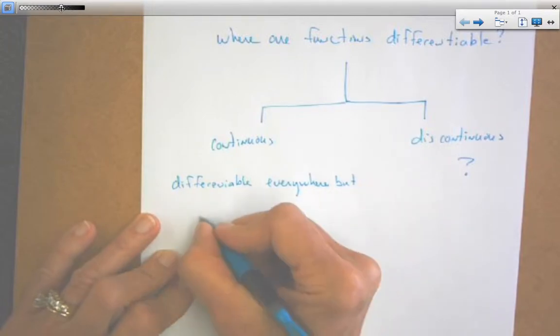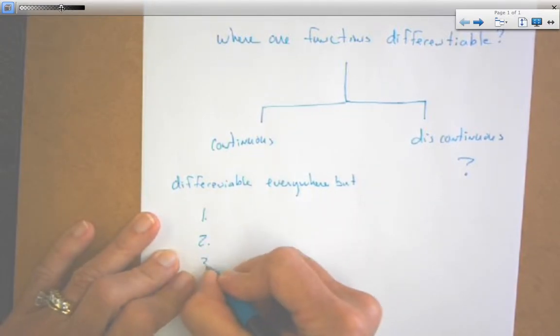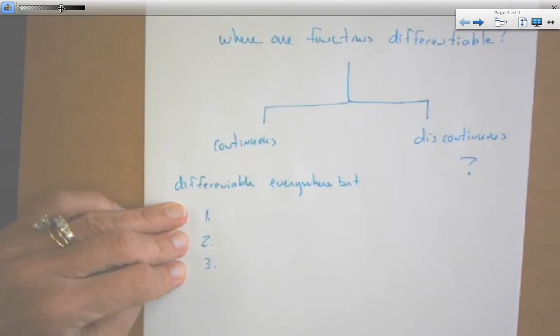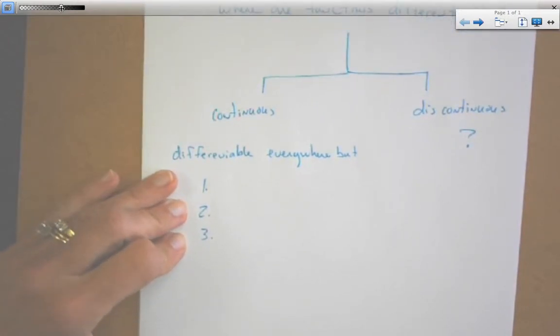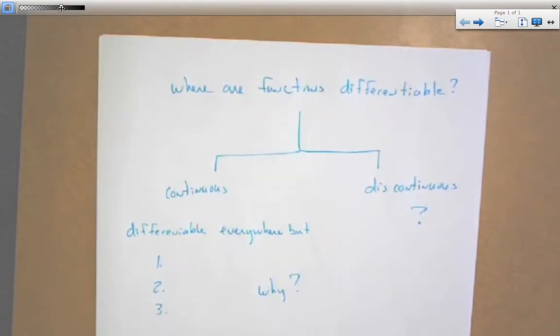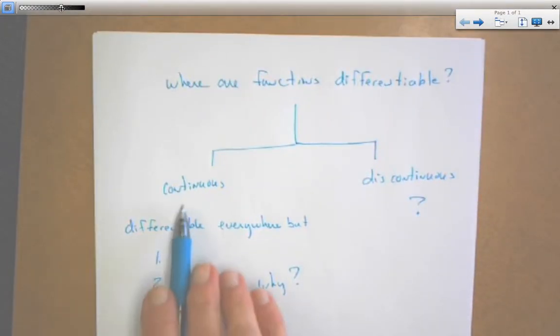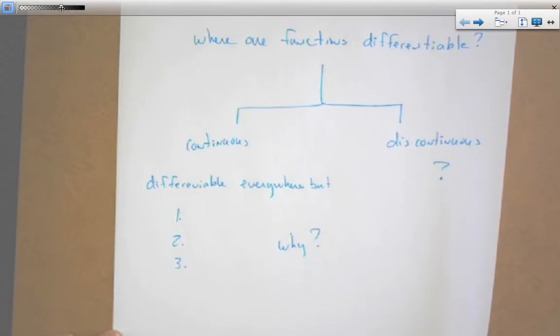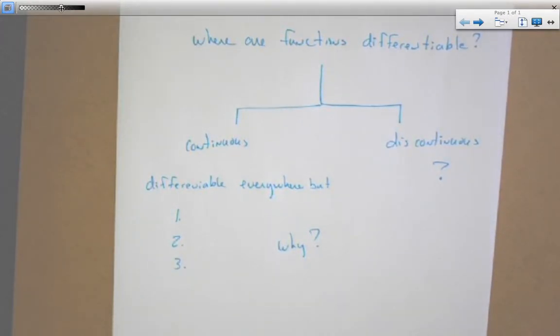But you got 3 conditions. Talk about those 3 conditions and we'll talk about it at the beginning of class and why they're not differentiable there. All right, so whether a function's continuous or not is a big topic about taking the derivative. We've got to talk about where they're differentiable and why it makes it true.